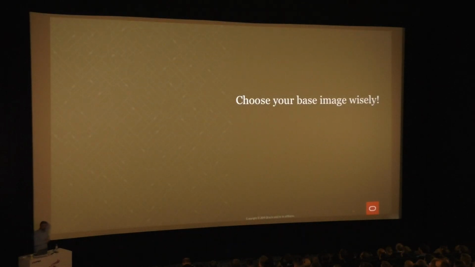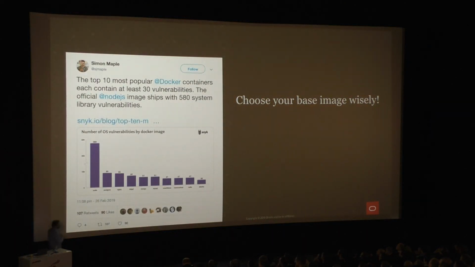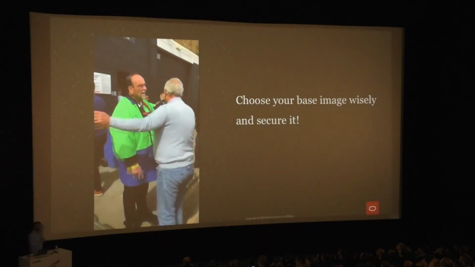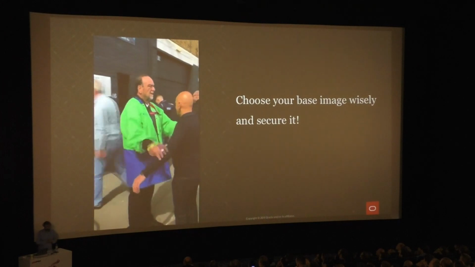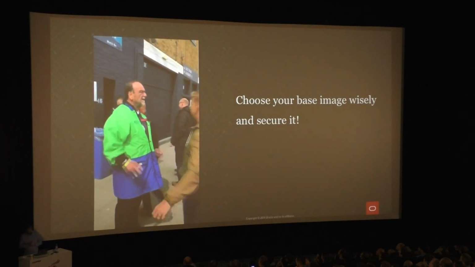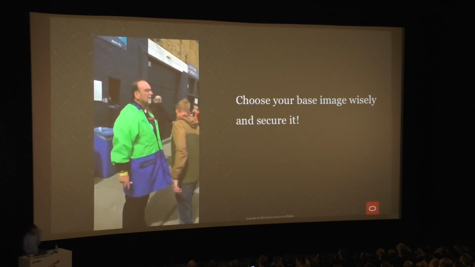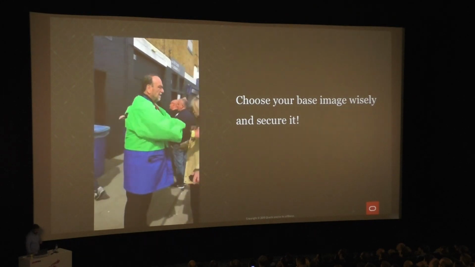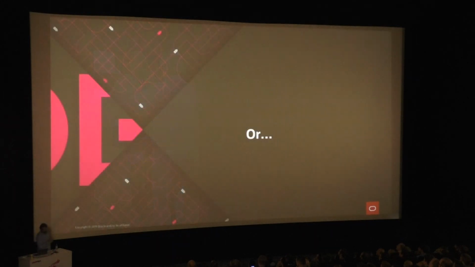Another piece of advice: choose your base image wisely. You might have seen this tweet: the top 10 most popular Docker containers contain at least 30 vulnerabilities. Java is not there, but that doesn't mean that we on the Java side are necessarily immune. So choose your base image wisely and secure it. That's obvious, but very important, believe me.